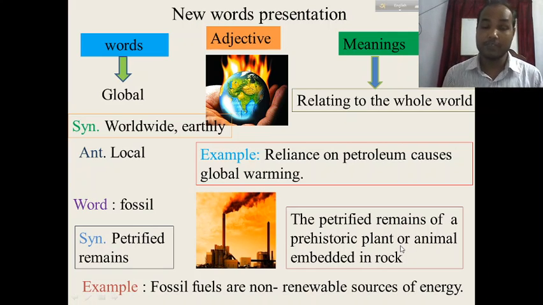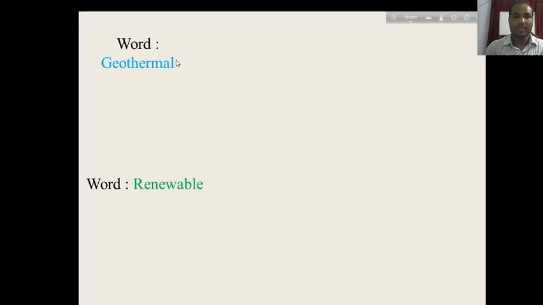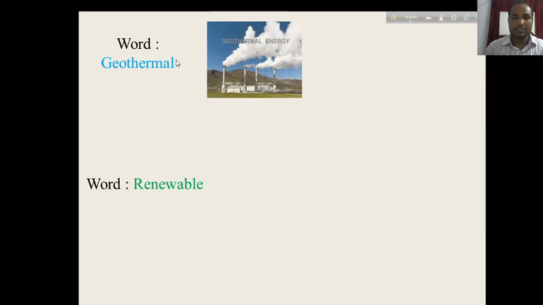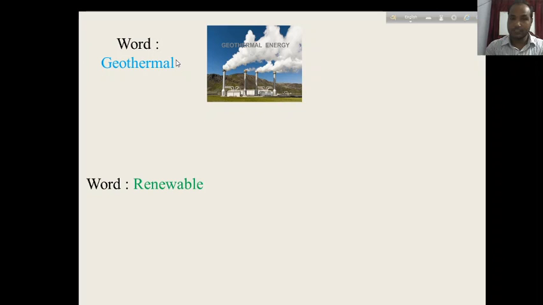I am again repeating for the fossil. The petrified remains of a prehistoric plant or animal embedded in rock. That is fossil. Geothermal. Here is a picture for the word geothermal. It will help you to understand the meaning of the word geothermal.